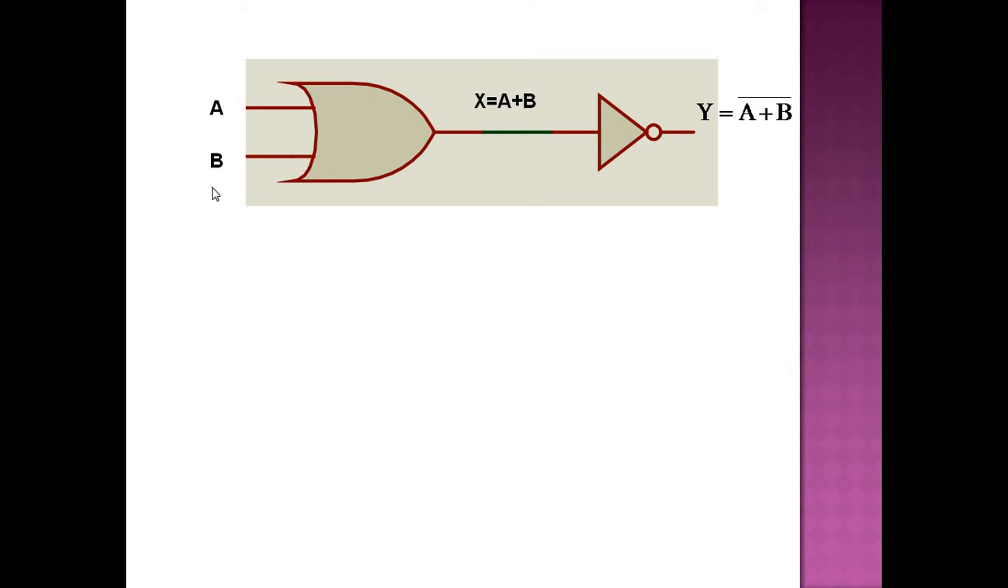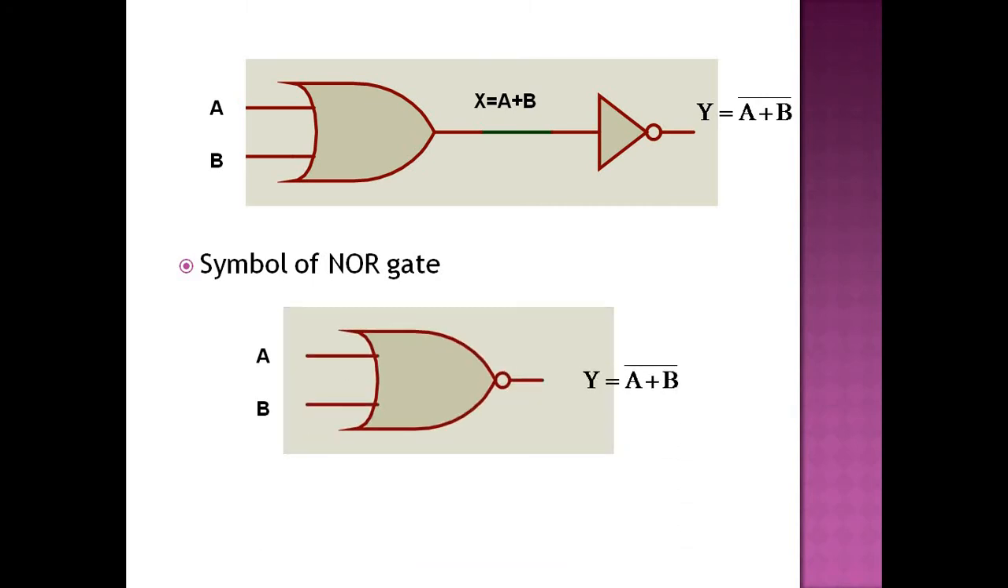The OR gate has the two inputs A and B, and it produces the output X is equal to A plus B. This output is applied as an input to the NOT gate or inverter, and we get the output Y is equal to (A plus B) complement. The symbol of NOR gate is shown in the following figure. The only difference between the OR gate symbol and the NOR gate symbol is that the bubble is present in the NOR gate. Again it has two inputs A and B, and we get the output Y is equal to (A plus B) whole complement. The Boolean equation of NOR gate is Y is equal to (A plus B) whole complement.